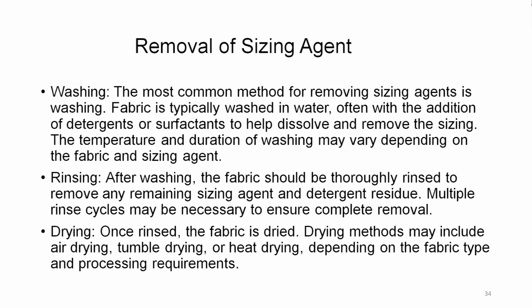Removal of sizing agent. Washing. The most common method for removing sizing agent is washing. Fabric is typically washed in water, often with the addition of detergents and surfactants to help dissolve and remove the sizing. The temperature and duration of washing may vary depending on the fabric and sizing agent. Rinsing. After washing, the fabric should be thoroughly rinsed to remove any remaining sizing agent and detergent residues. Multiple rinse cycles may be necessary to ensure complete removal. Drying. Once rinsed, the fabric is dried. Drying methods may include air drying, tumble drying or heat drying, depending on the fabric type and processing requirement.